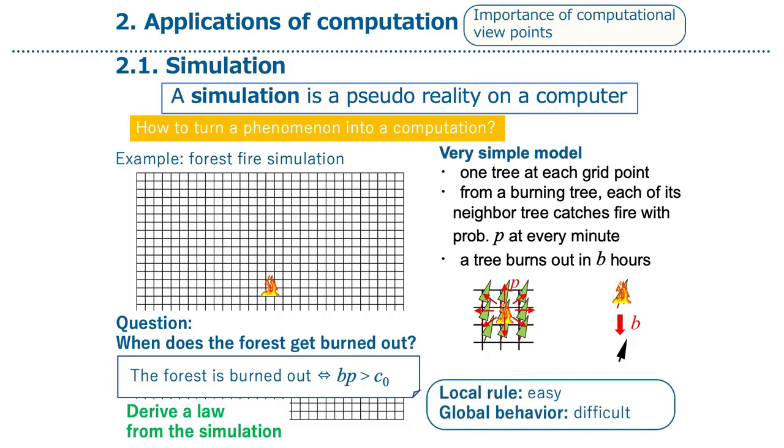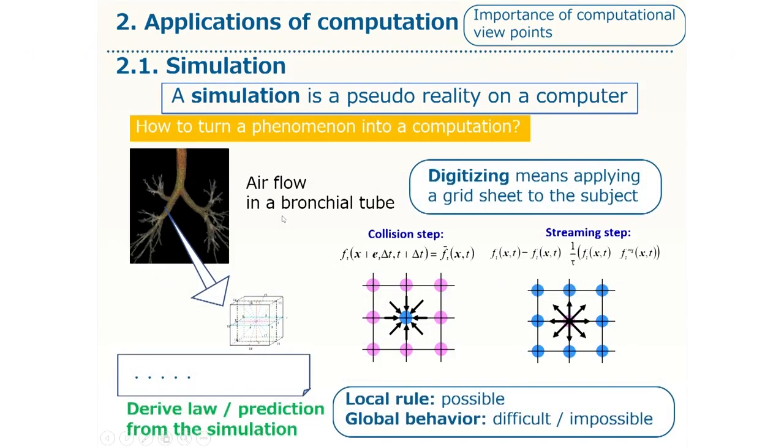Note here that we can derive a very sharp condition with a precise constant C0 by simulation. While it may be possible to derive a similar condition mathematically, the derivation of the precise constant may be difficult even under this very simple model. Well, simulation is something like this.